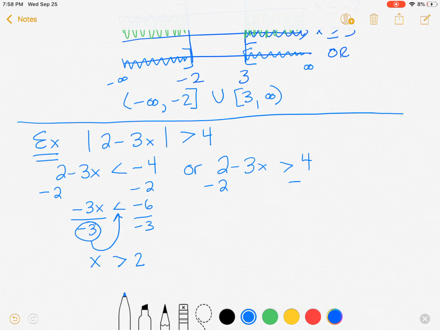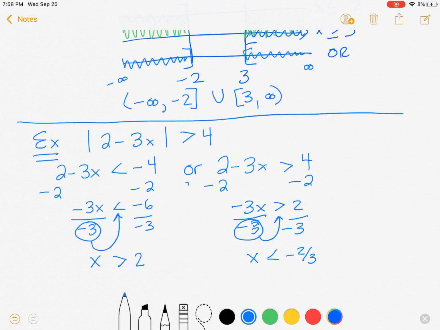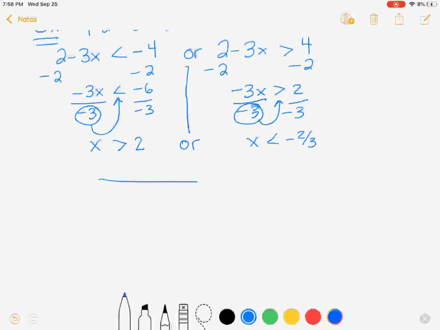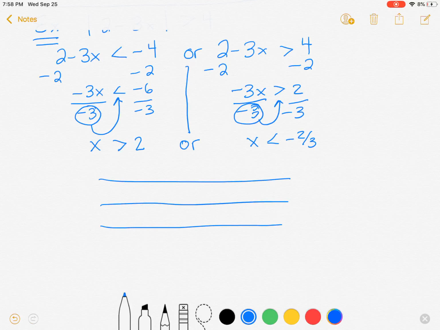I'm going to subtract 2 from both sides, so I get -3x greater than +2. I'm going to divide both sides by -3. But because I divided by a negative, I've got to flip that inequality sign. So I'm going to have x less than -2/3, and the word in the middle is or. Again, I'm going to draw my 3 lines. So I have x greater than 2, x less than -2/3, and the or on the answer.